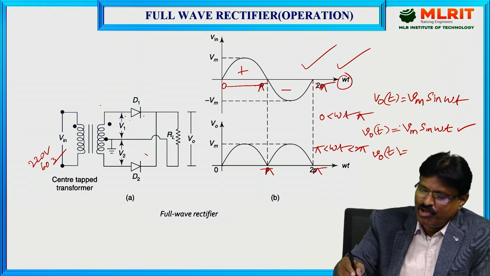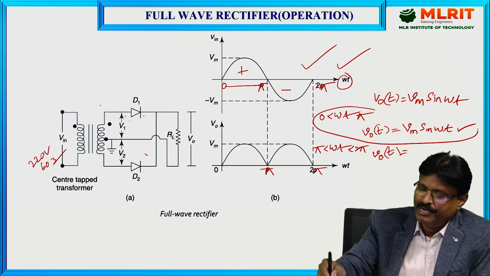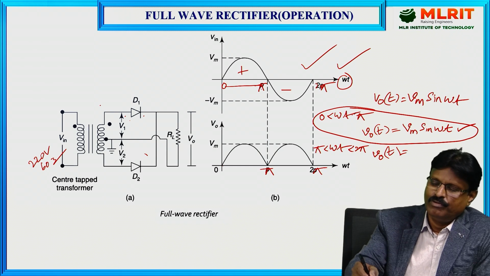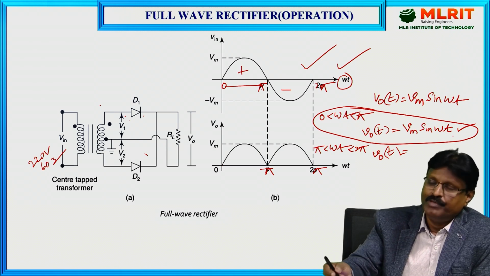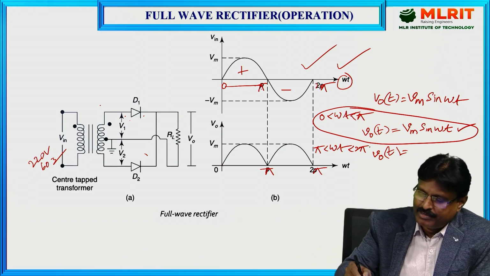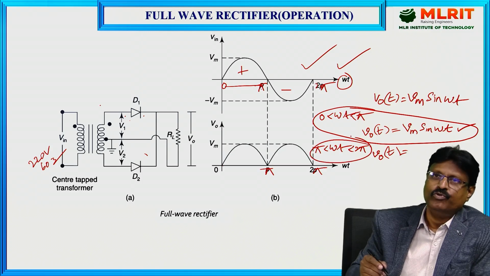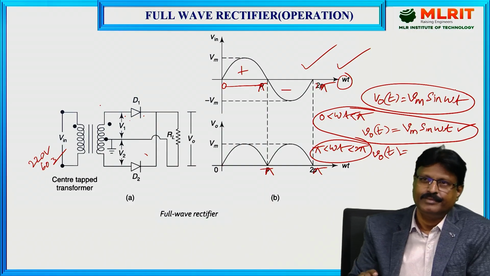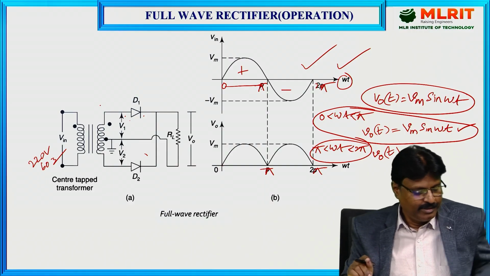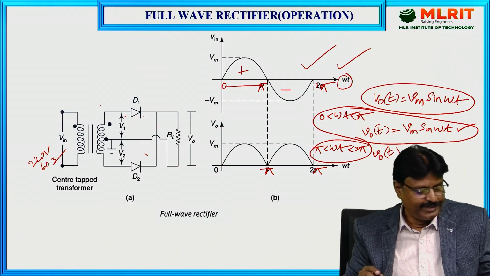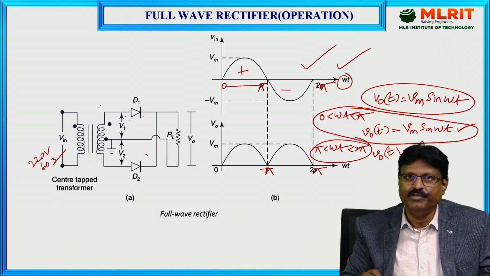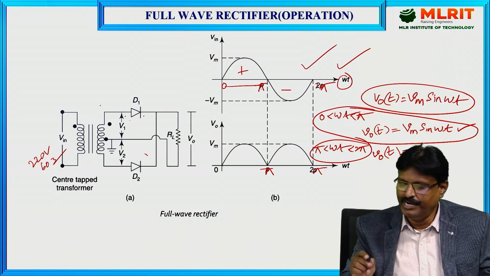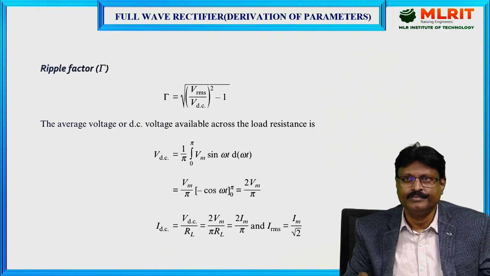During the positive half cycle, as you can see here, when omega t is in between 0 and pi, V naught of t is equal to Vm sin omega t. Whenever omega t is in between pi to 2 pi, V naught of t is equal to the same Vm sin omega t. Okay. So this is about the operation, and I also wrote the output voltage equation both for the positive half cycle as well as the negative half cycle.